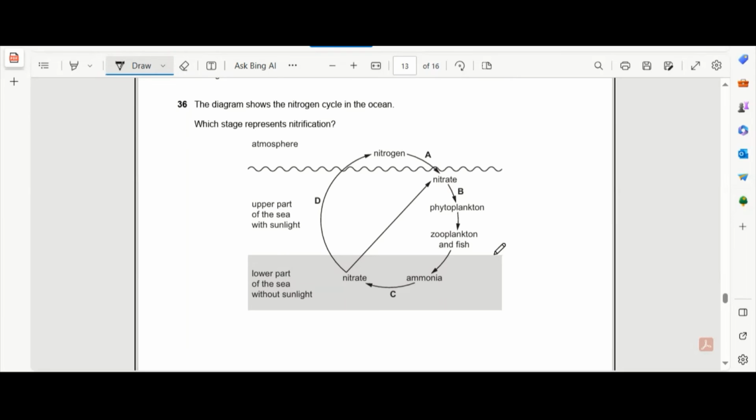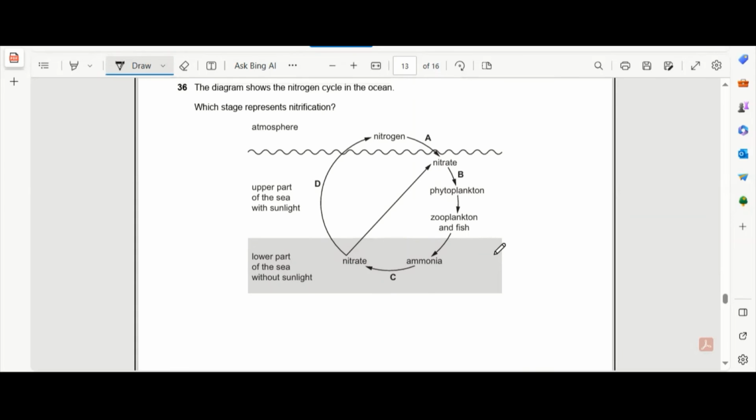36, the diagram shows the nitrogen cycle in the ocean. Which stage represents nitrification? Nitrification is the conversion of ammonia to nitrate or nitrites. Here we can see that they are giving directly ammonia to nitrate. So C is the only correct answer. You have to remember the nitrification, the denitrification, and other stages of the nitrogen cycle.